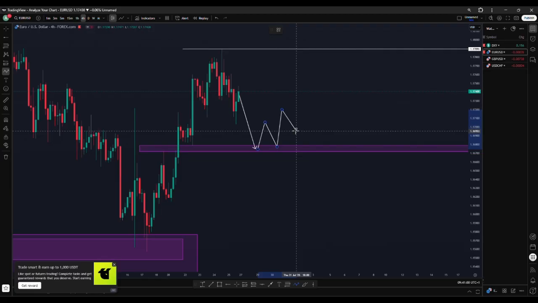When that happens, you can start having your bullish setups to take out this high, which is very, very important. We want to see this price action here to confirm that we are going to take out this high.